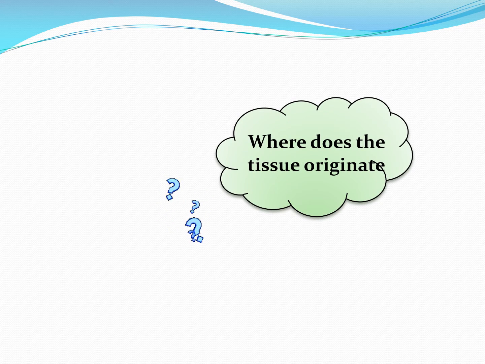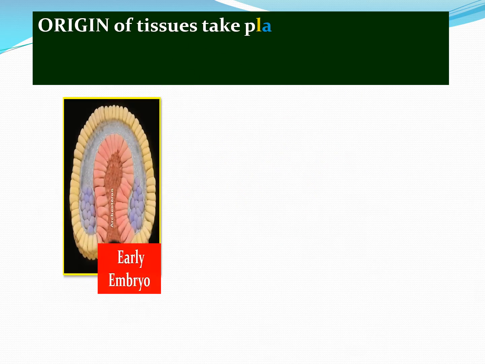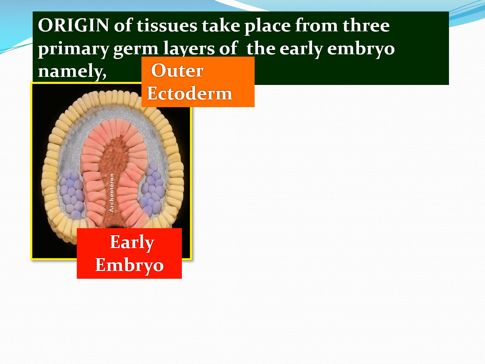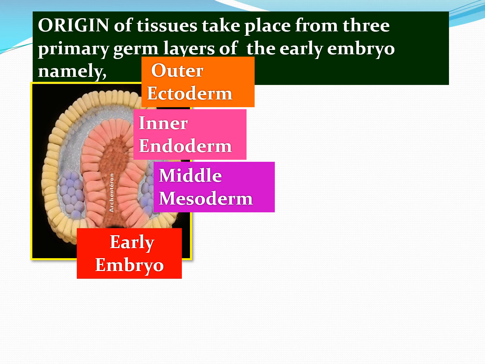Where does the tissue originate? The origin of tissues takes place from 3 primary germ layers of the early embryo, namely outer ectoderm, inner endoderm and middle mesoderm.